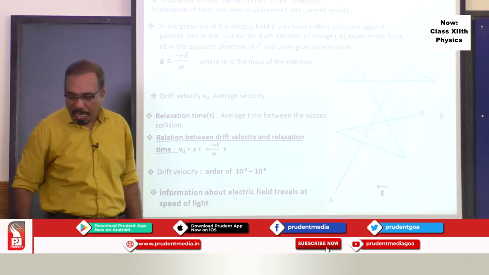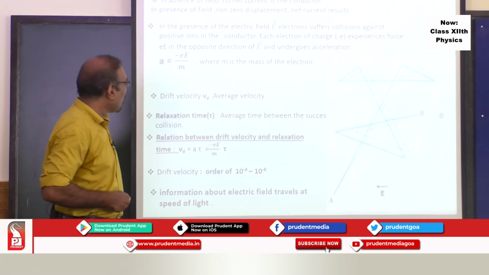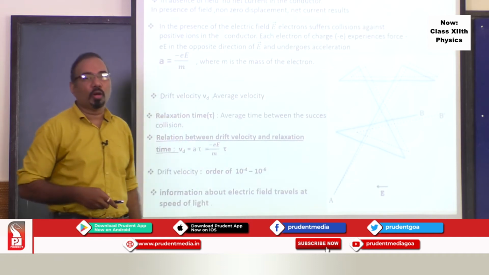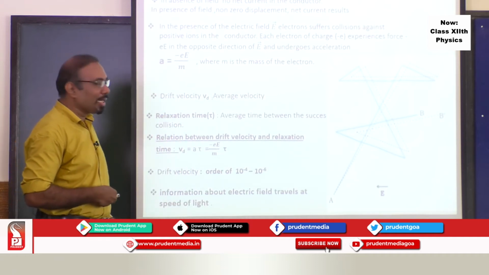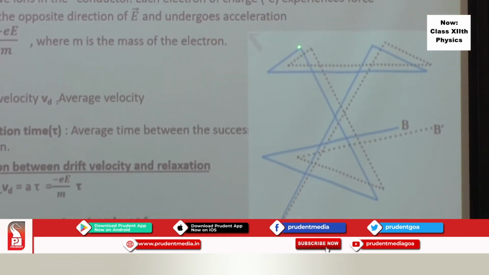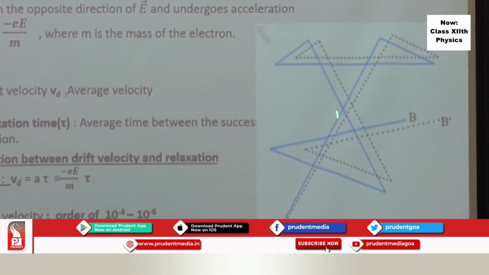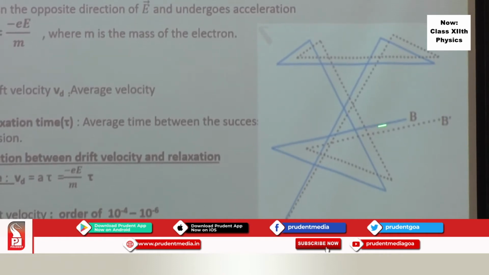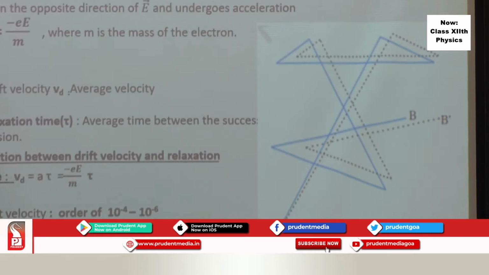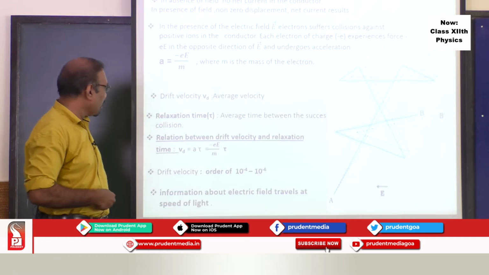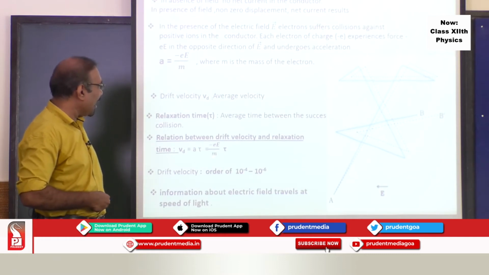Now here that time is called the relaxation time. Why do we call relaxation time the average time between two successive collisions? What is meant by this statement? Relaxation time means the average time between two successive collisions. Suppose the electron has collided here and moves on to this point. Here it takes more time, here it takes less time, here it takes more time. So the average time you take is the relaxation time, and that relaxation time is denoted as tau. You can easily come out with the formula minus eEτ upon m.